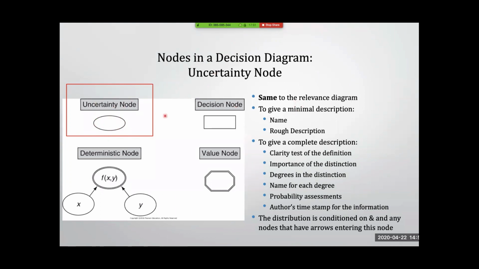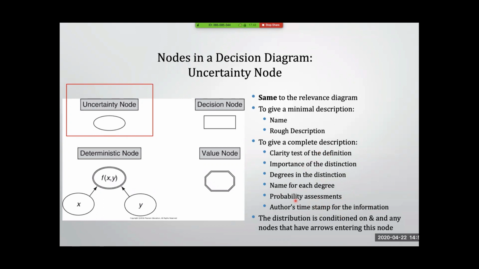Okay, you will need to give a name to the uncertainty node. You will have some rough descriptions of it. In order to complete the description, you will need to make sure that the different possibilities of the uncertain node pass the clarity test, and also importance, how many degrees are there, what is the name for each degree, what is the probability that you assign to each degree or to each possibility, and then what is the time that you're looking at.